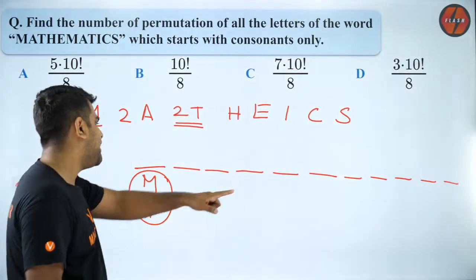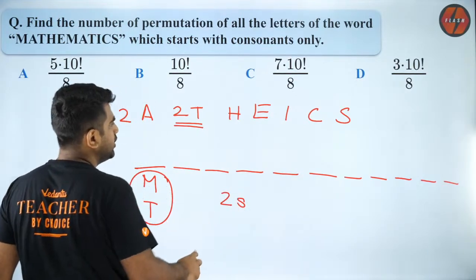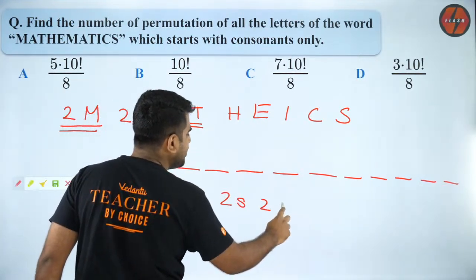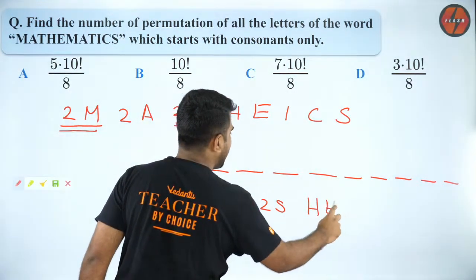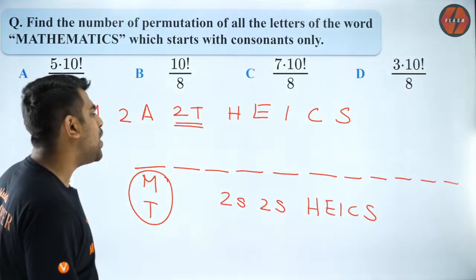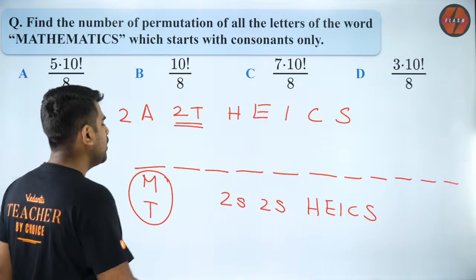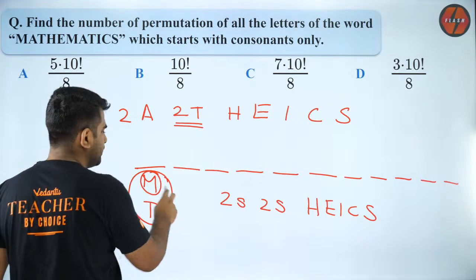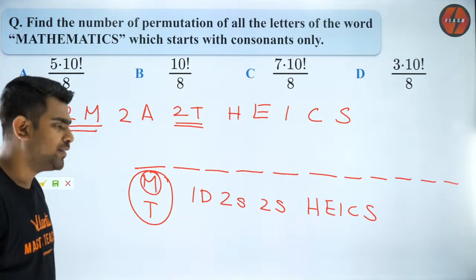So in these 10, you will have 2 same, 2 same, again 2 same, and you will have H, E, I, C, S. Are you guys able to understand that? Everybody. And one from over here, one different. Let me explain it.